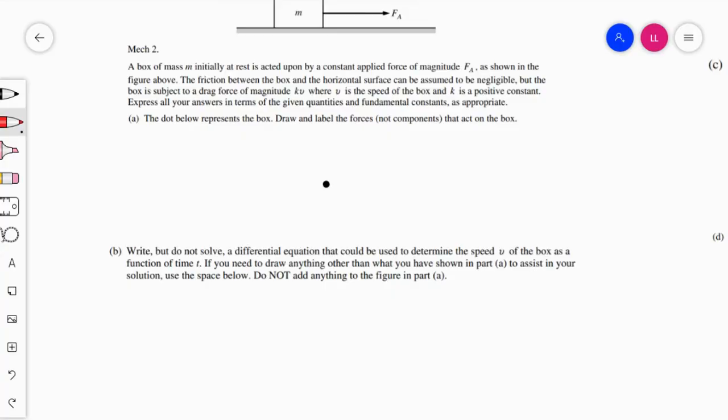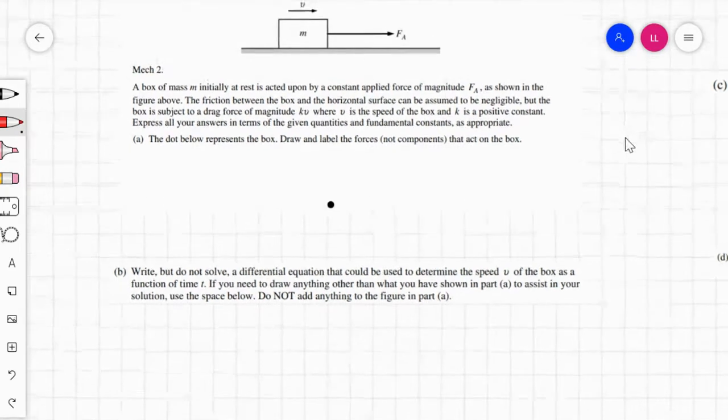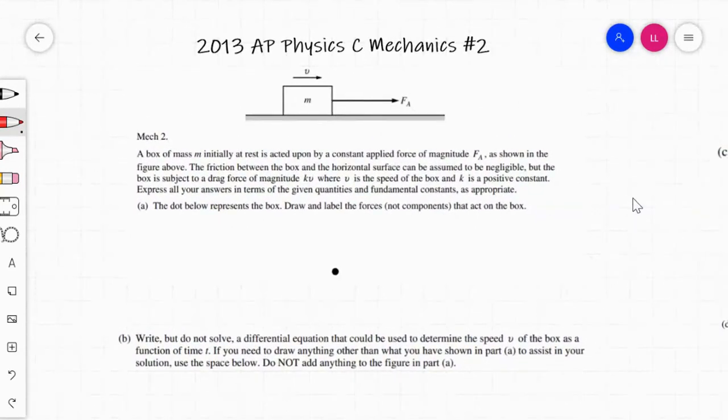Okay, so here is another question that involves differentials, focusing really around Newton's second law again. This is from the 2013 exam, in the free response section. So here's what we have.